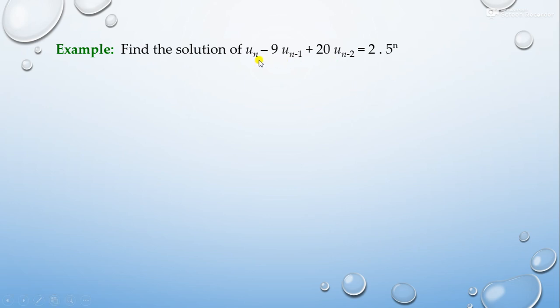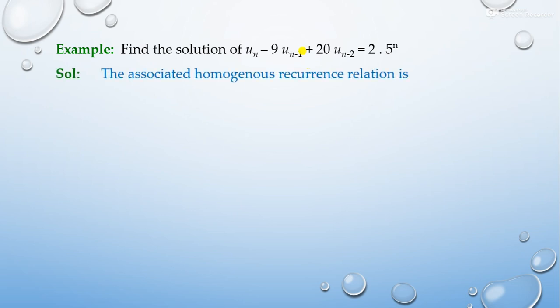So now this is our non-homogeneous recurrence relation: un minus 9 un minus 1 plus 20 un minus 2 is equal to 2 multiplied by 5 raised to the power n. To solve this, first we have to associate a homogeneous recurrence relation with it. So it is un minus 9 un minus 1 plus 20 un minus 2 is equal to 0.